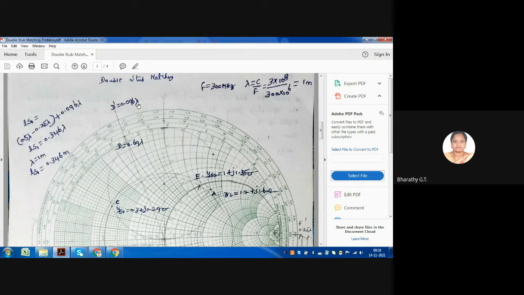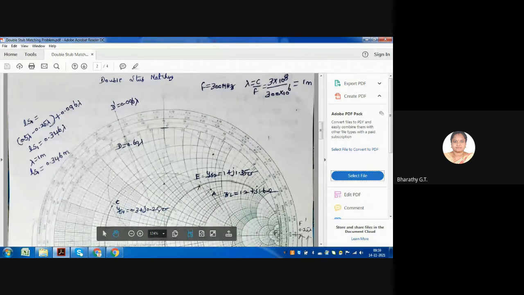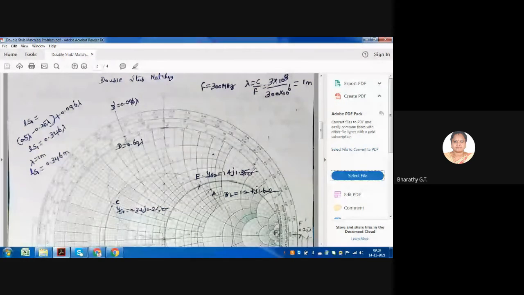After getting the value D dash, what do you have to do? What is the next step? With O as center and OC as radius, draw a curve. What are we doing? From the load end we moved to the G equal to 1 circle. Now, from G equal to 1, you have to move on to the R equal to 1 circle. There only you will place your stub number 2.